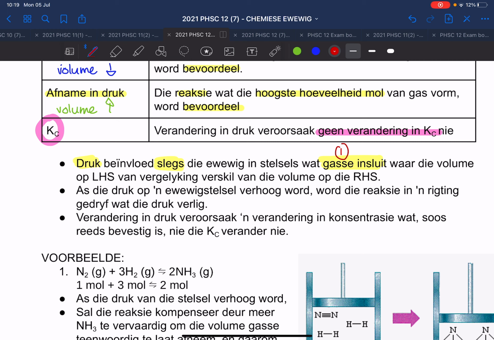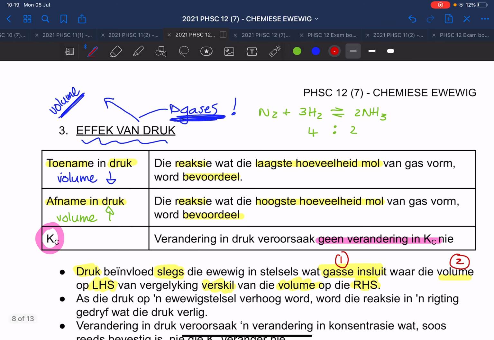And number 2, where the volume of the left-hand side differs from the volume on the right-hand side. So daai is nommer 2. So hulle gaan jou hier ook probeer uitvang. Hoe gaan hulle jou hier probeer uitvang? As jy kyk na 'n reaksie, we've done the reaction in a previous example, where we have carbon dioxide plus hydrogen gas gives you water plus carbon monoxide.